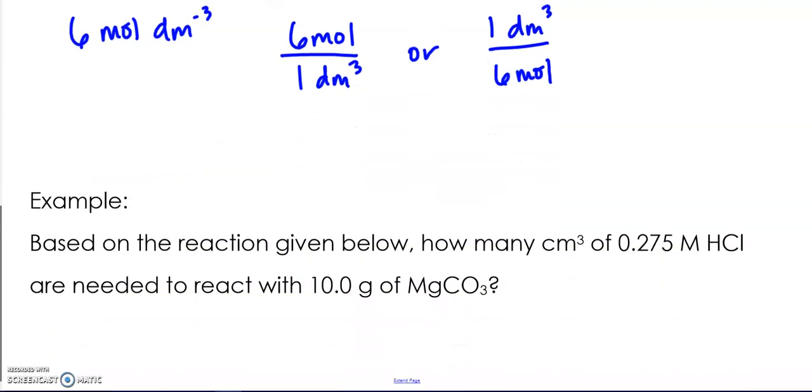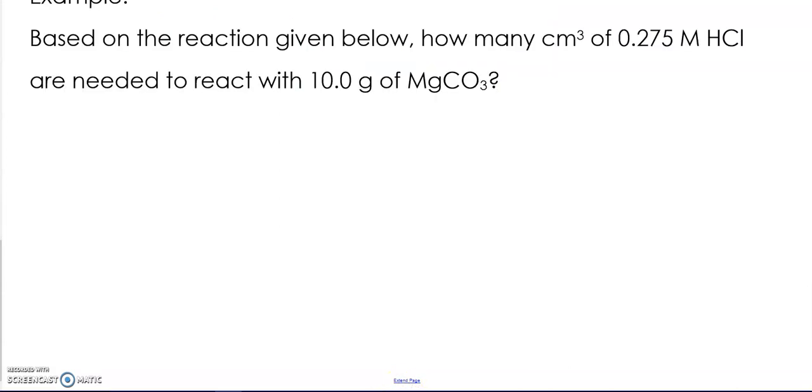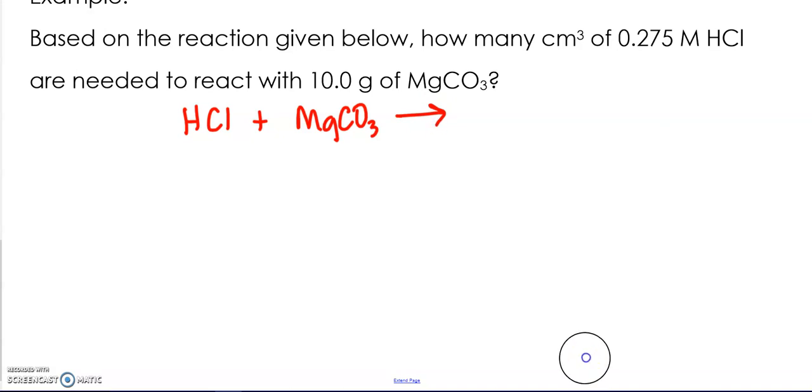So let's do a problem. It says, based on the reaction given below, which we'll write out together, how many centimeters cubed of 0.275 molar or moles per liter hydrochloric acid are needed to react with 10.0 grams of MgCO3. So our reaction, we've got hydrochloric acid and magnesium carbonate. If it says react with, I'm going to need a reaction before I even think about the numbers. So carbonates break down in a certain way. Whenever you get a carbonate like this with an acid, you're going to get water and carbon dioxide.